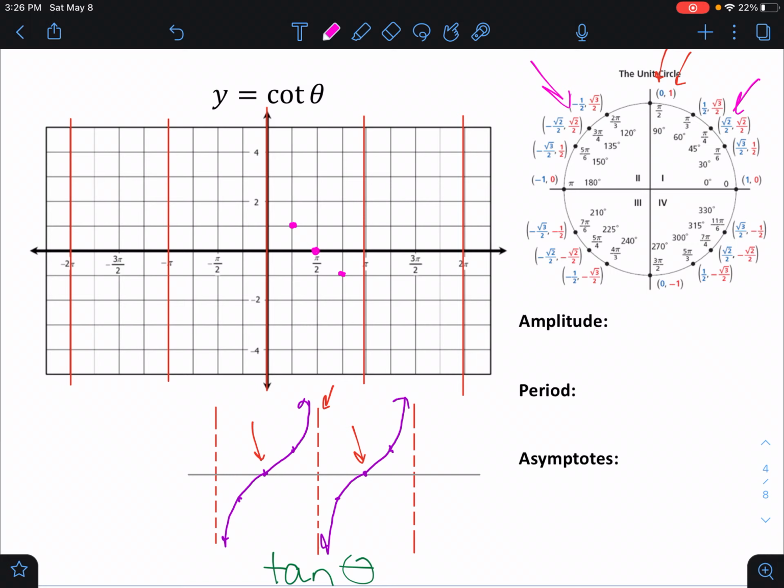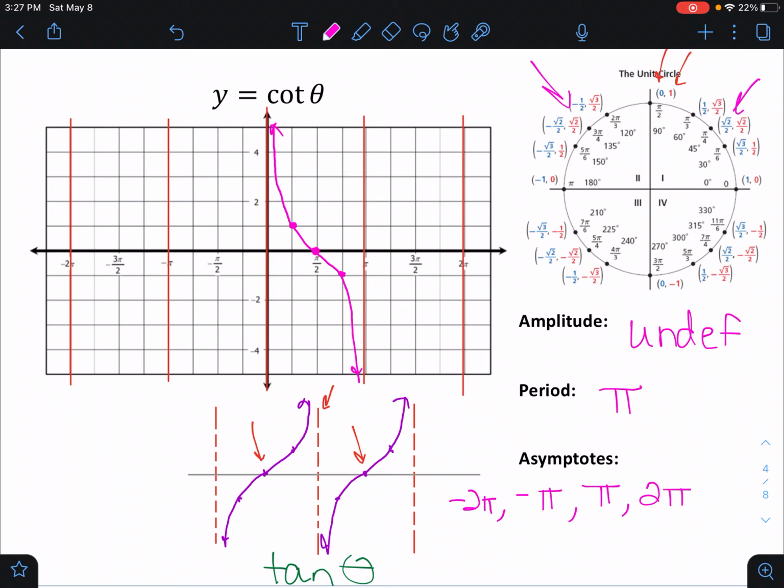It's just flipped around. It kind of looks like this. Now this will repeat. That's one cycle. So you can see my period there is pi. The amplitude, once again, on all of these reciprocal graphs is undefined. Now my asymptotes lie at pi, 2 pi, etc., and at negative pi, negative 2 pi.